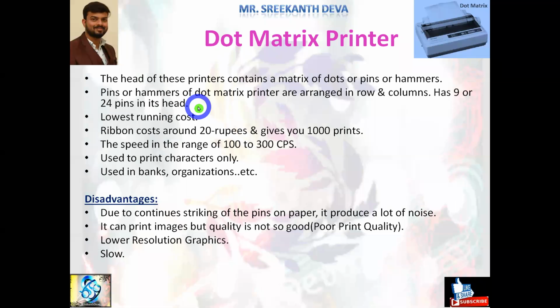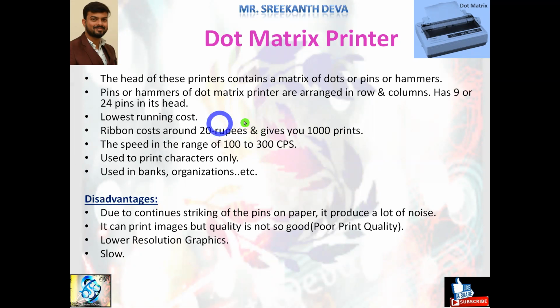A character is printed by striking the appropriate number of pins against the printer head. Due to the continuous striking of the pins on paper, these printers produce a lot of noise. These printers have the lowest running cost. A dot matrix printer ribbon costs around 20 rupees and gives you 1000 prints.